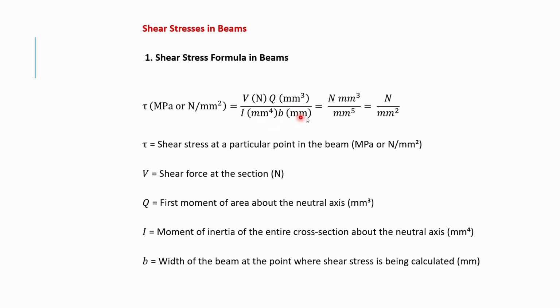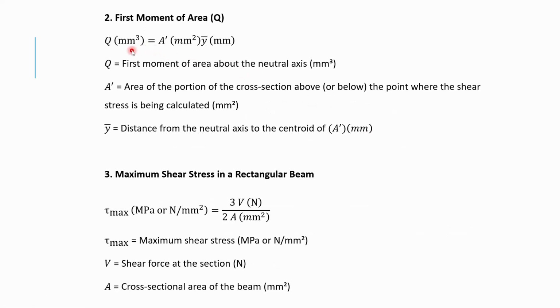Mm raised to 4 into mm, that is mm raised to 5. Mm cube and mm raised to 5 will get cancelled out, so that in the denominator you will get mm square. Now Q is known as first moment of area, that is area multiplied by distance. So A dash is the area which is in mm square. Y bar is the distance, it is in mm. So mm square multiplied by mm is nothing but mm cube.